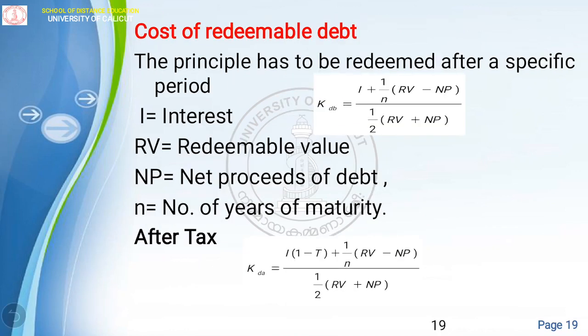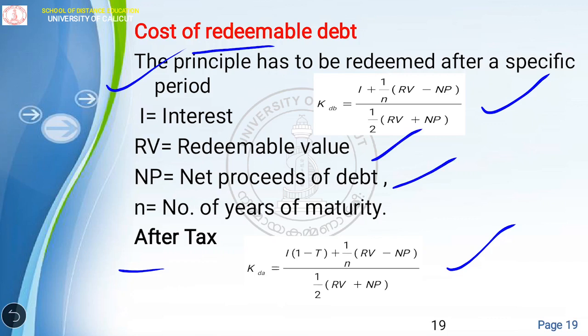Then the cost of redeemable debt. The principal has to be redeemed after a specific period. The formula to calculate the cost of redeemable debt is I plus 1 by N into (RV minus NP) divided by half of (RV plus NP); this is an interpolation formula. The after-tax formula is I into (1 minus t) plus 1 by N into (RV minus NP) divided by half of (RV plus NP). RV means redeemable value, NP means net proceeds of debt, and N means the number of years to maturity, because it is redeemable after a period.